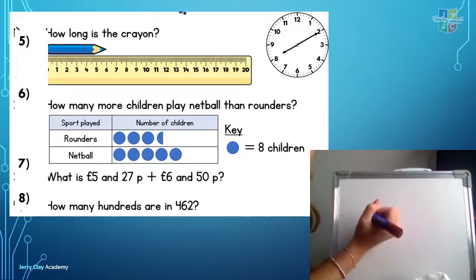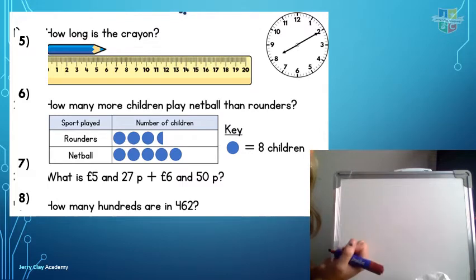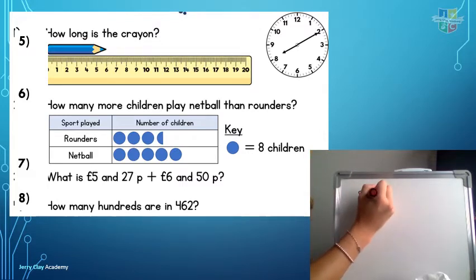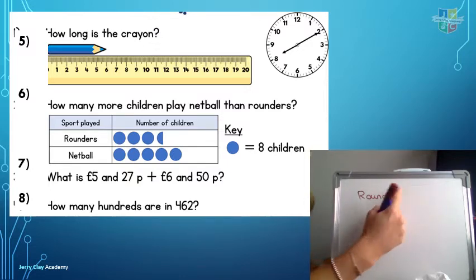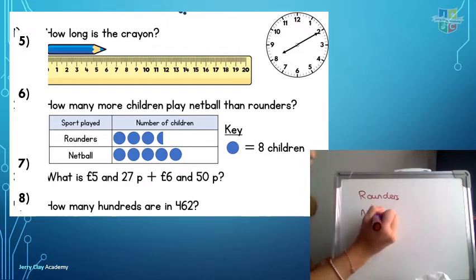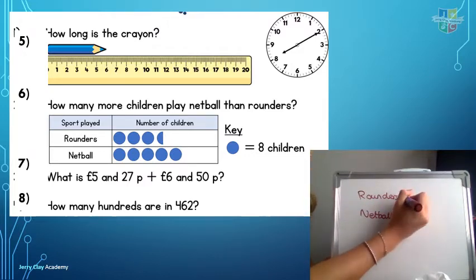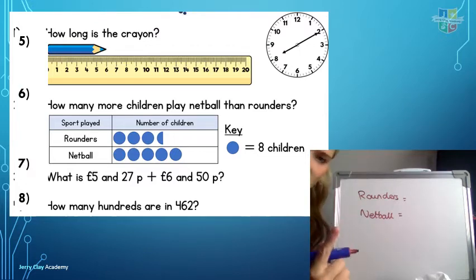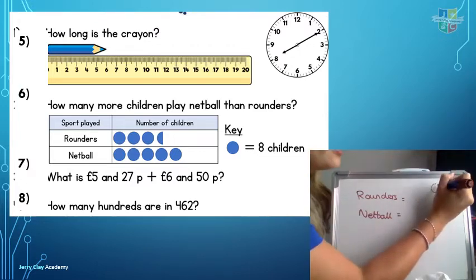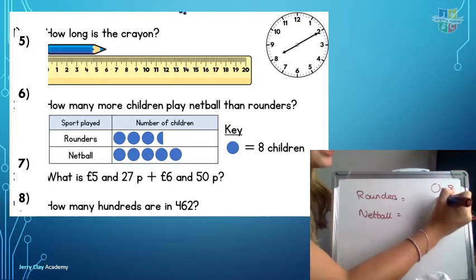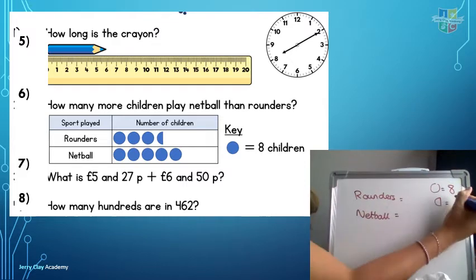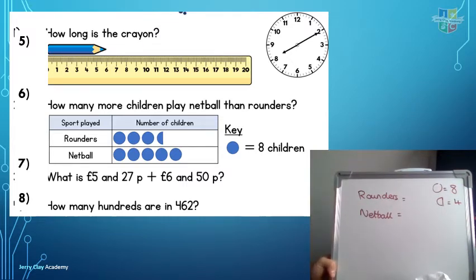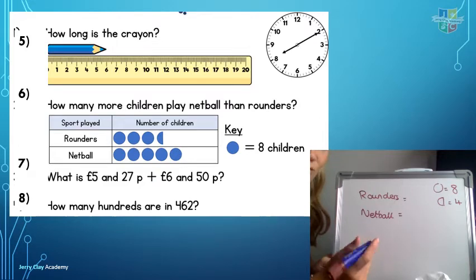Okay, number 6, I want to use the key, so I know a circle equals 8 children. So first of all, I found how many rounders, and then I want to find out how many children play netball. So if I know one whole circle is worth 8, the first thing I want to do is work out what half a circle is going to be. Well, if I know a full one is 8, I need to half 8 to find what half is, which will be 4.